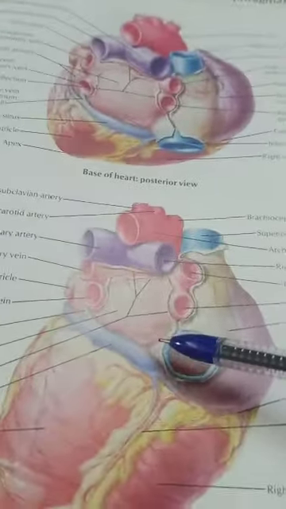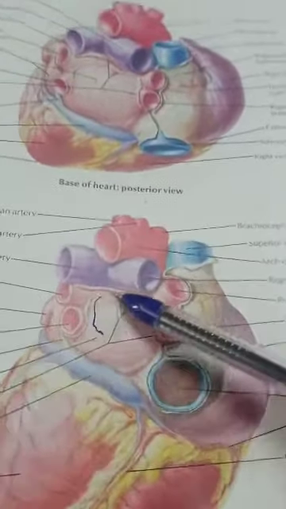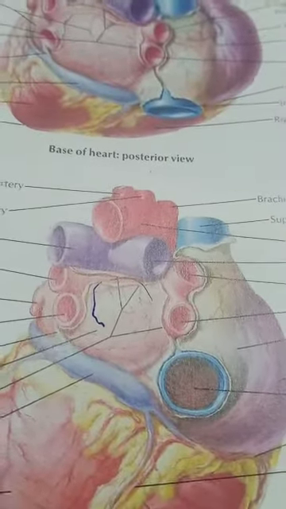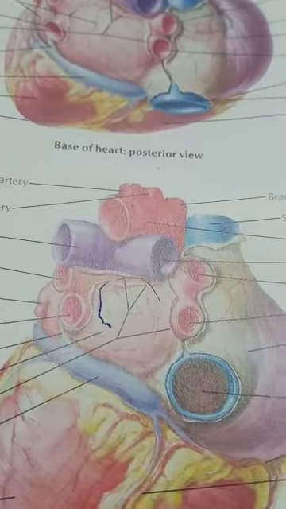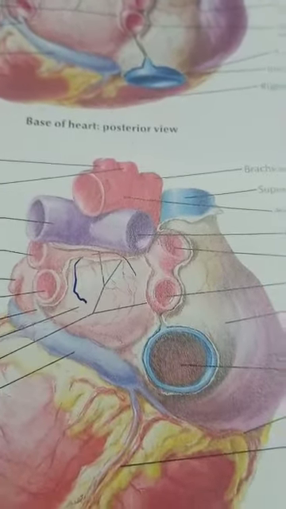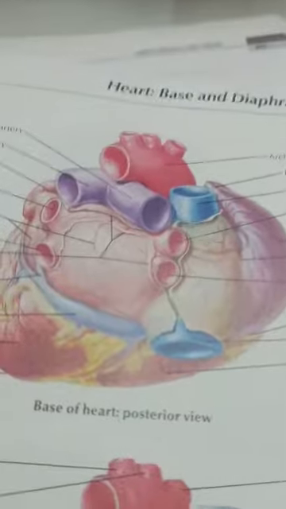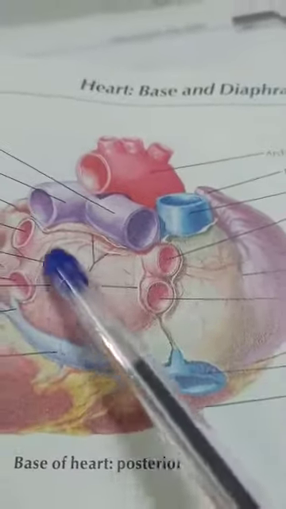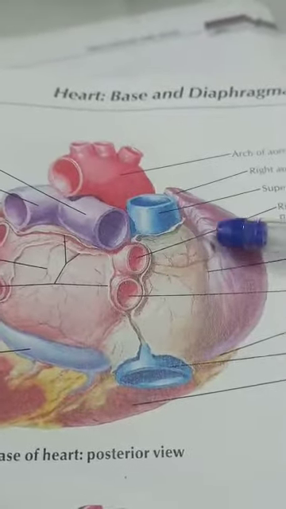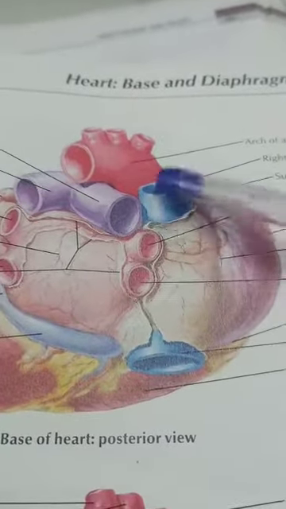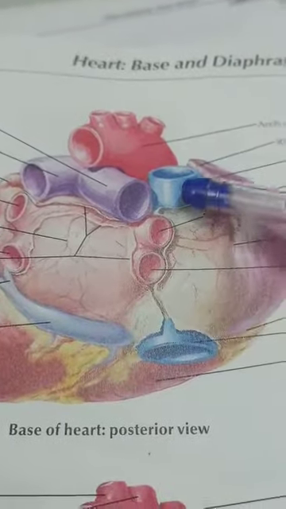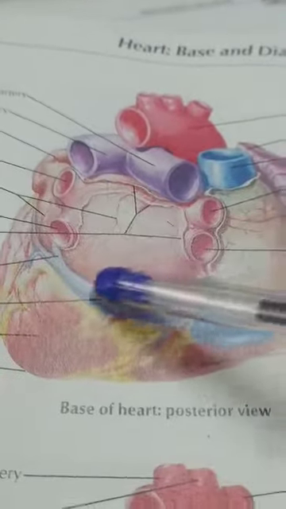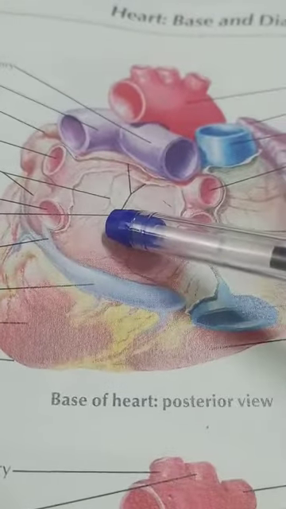This is the posterior view. Here we can see this is our left atrium. This is the posterior aspect. Also towards the right side, the right atrium can be seen. This is the superior vena cava. Here comes the inferior vena cava. Up to this is the right atrium. Then posteriorly we can see this is our left atrium. This left atrium forms the base of the heart.